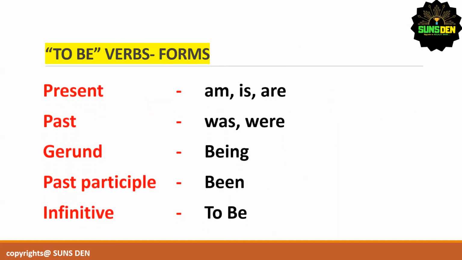Now coming to the present form. The present forms of be verbs are am, is, are. Am is used for I, is is used for he, she, it, and are is used for they, we, you. The past tense forms are was and were, was for singular, were for plural. Gerund is nothing but the ing form of the verb, which is being. Past participle is been. Infinitive is to be. What is an infinitive? I'm not going to discuss that in this video because it's a huge chapter which will be discussed in future videos.